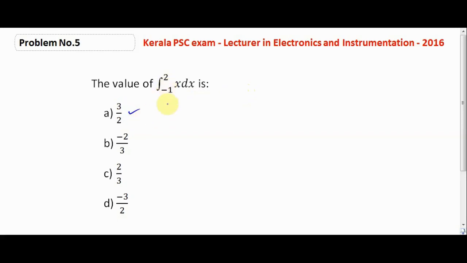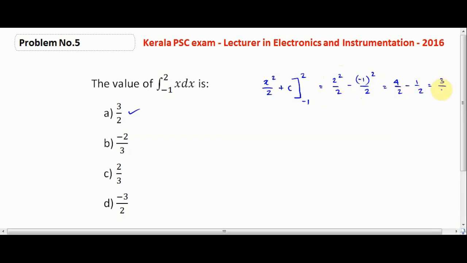When you integrate this function, what you get is x square by 2 plus c, and we have to apply the limits. The lower limit is minus 1 and the upper limit is 2. Once you apply that, we get 2 raised to 2 by 2 minus 1 raised to 2 by 2. So we get the answer as 4 by 2 minus 1 by 2, which is 3 by 2. That is given by option A here.